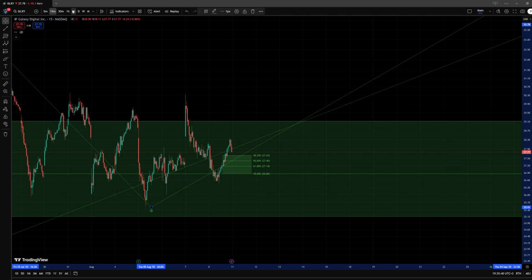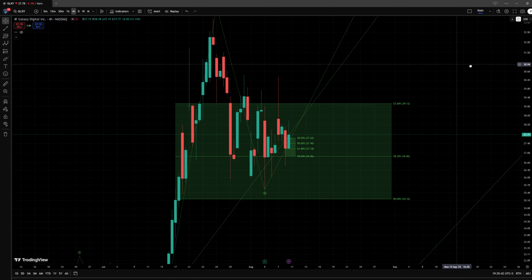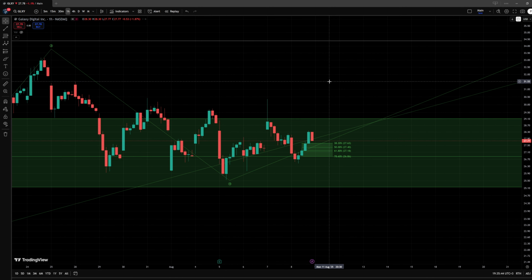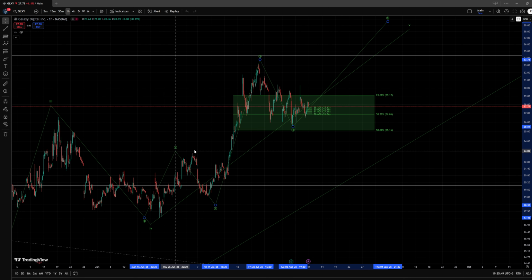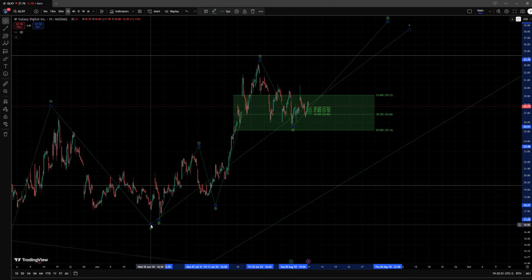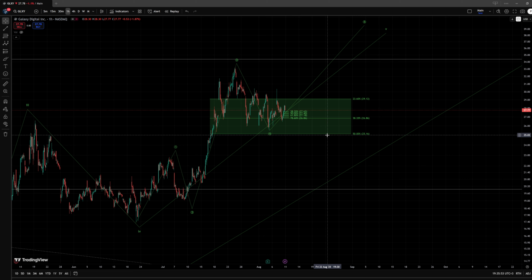Now, as I said, this fourth wave still has some room to the downside. It could extend a bit longer, although I would prefer, based on proportions, that it would complete relatively soon. But for now, these are the levels. This is the trade setup.